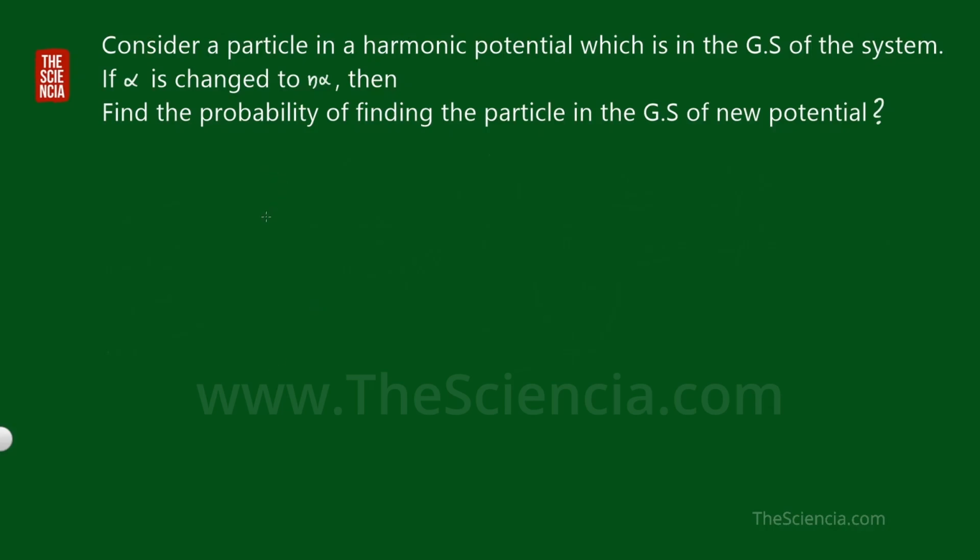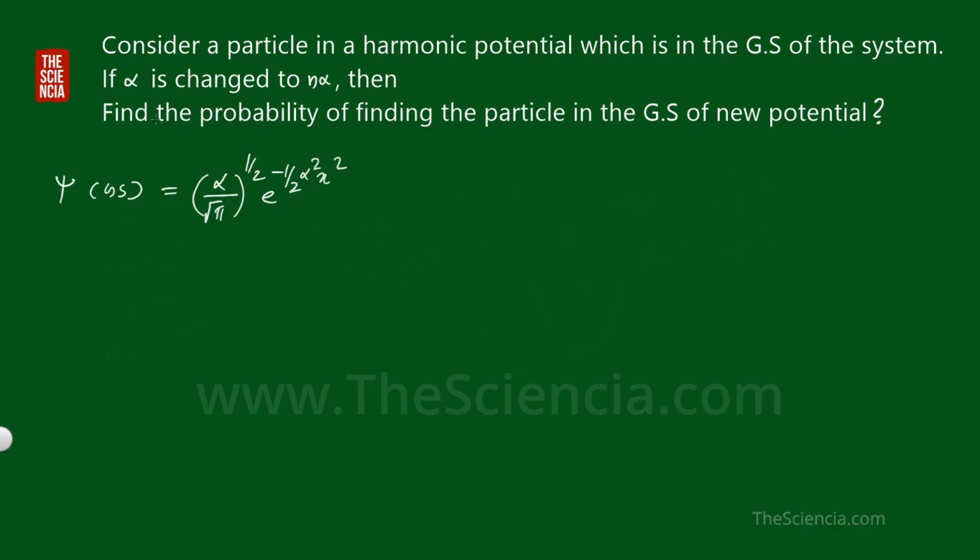See, the question is, consider a particle in a harmonic potential which is in the ground state of the system. Okay, so first we can write the ground state wave function, that is psi ground state. We know for a harmonic potential it is (alpha by root pi) raised to half, e raised to minus half alpha square x square.